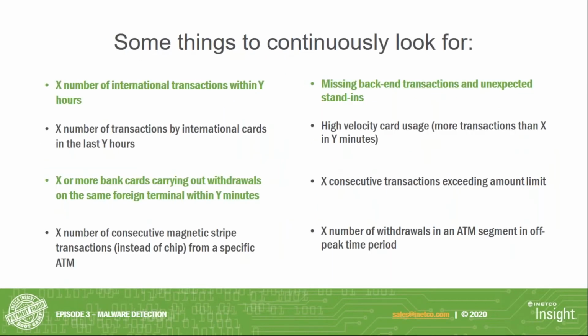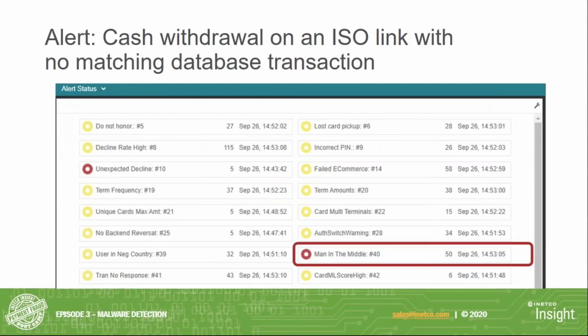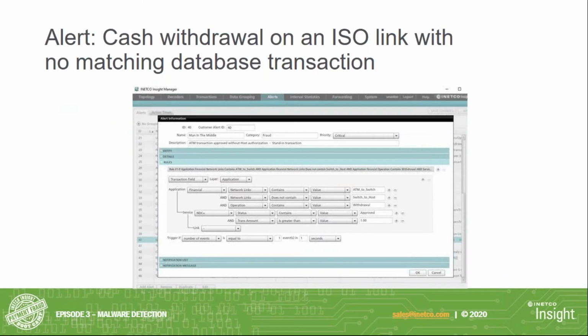Example rules-based alerts used to detect ATM cash-out and man-in-the-middle attacks include a high number of international transactions within X hours, X or more bank cards carrying out withdrawals on the same foreign terminals within Y minutes, missing back-end transactions, and unexpected stand-ins. Here's an example of a real-time alert configured in INETCO Insight. Drilling into the configuration details, the rules parameters of this alert have been set to immediately identify when there is a withdrawal on an ATM to switch link and no corresponding transaction to the switch to host authorization link.